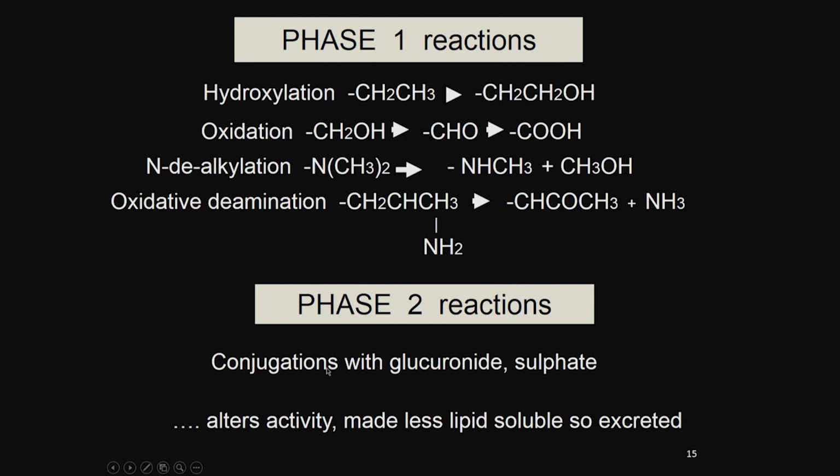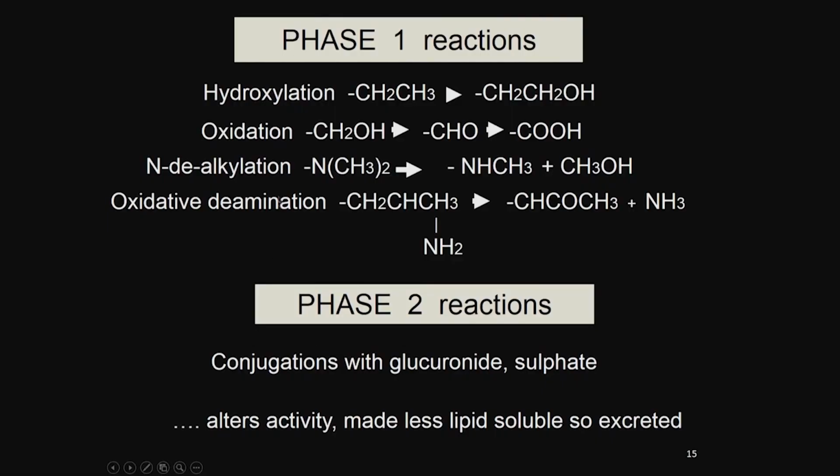In phase 2, you are conjugating it, glucuronide, sulfate, all these groups get conjugated. So it alters activity, it becomes more hydrophilic, less lipid soluble, so it gets excreted because you are adding sulfate and glucuronide. That is phase 2, okay, understand. These are the 2 phases by which biotransformation takes place inside the body.